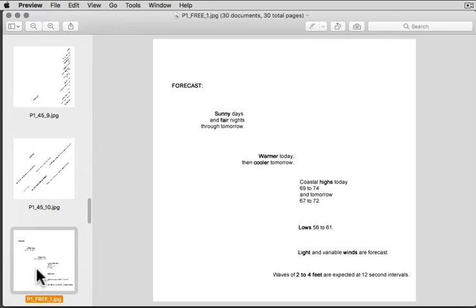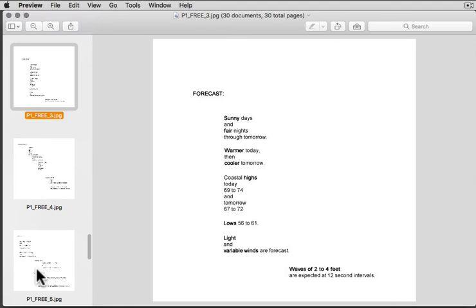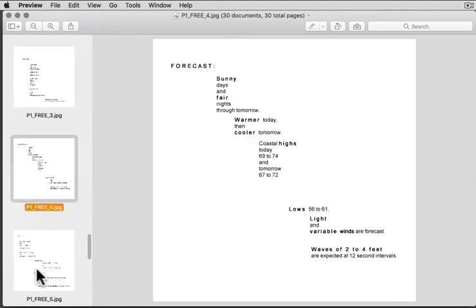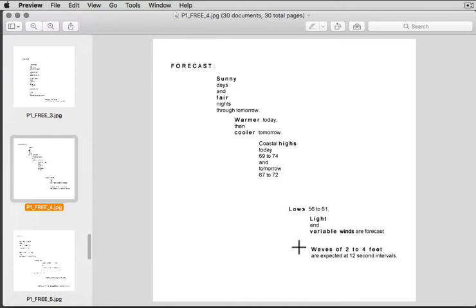So now this is really what I call extreme letter and line spacing. Okay, let's look at the specs for that for a moment. So in the third bullet point, investigate the variability of free line placement, horizontal alignment only. So this is essentially just putting things somewhere in the design.